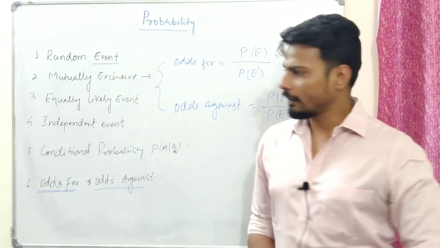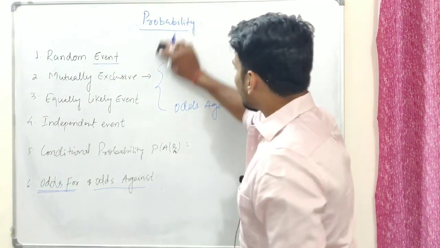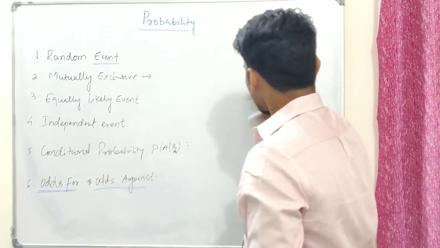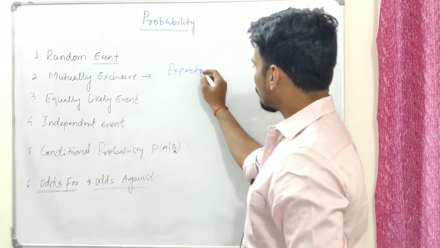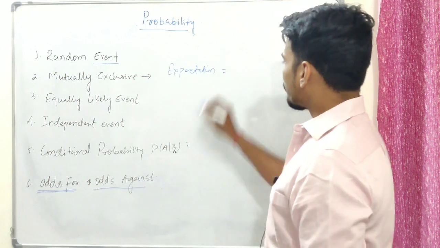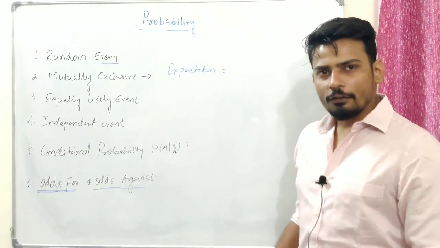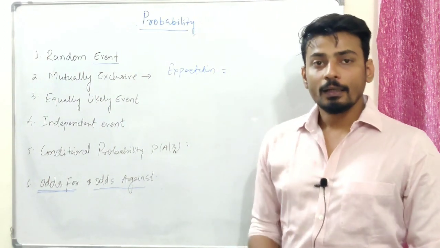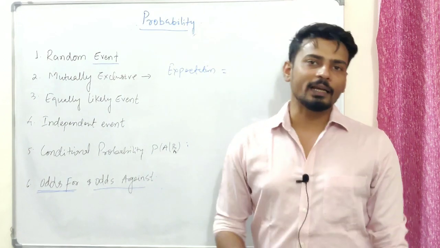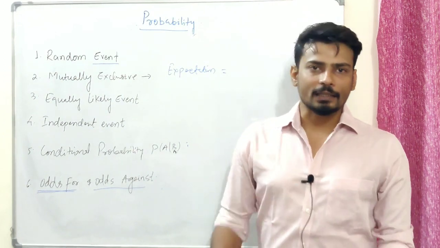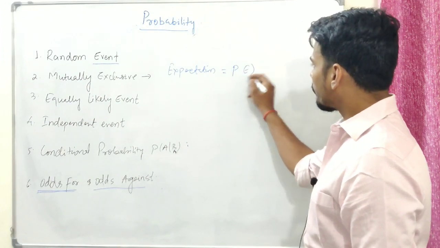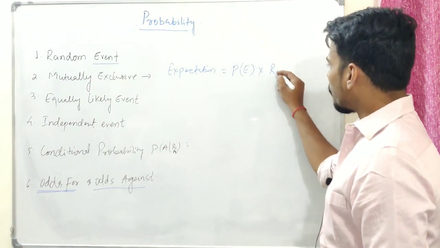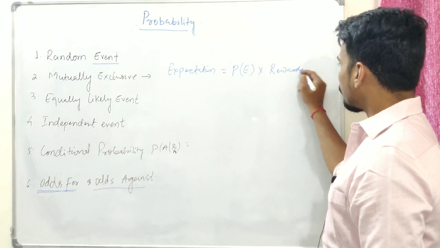And now since we're talking about the odds, we have one more term that is called expectations. Alright, so let us know quickly about the expectations. Expectation is given as the probability of happening of that event times the reward that you'll be getting if that event occurs, if that event is a successful event. That is, probability of event into rewards on that event.